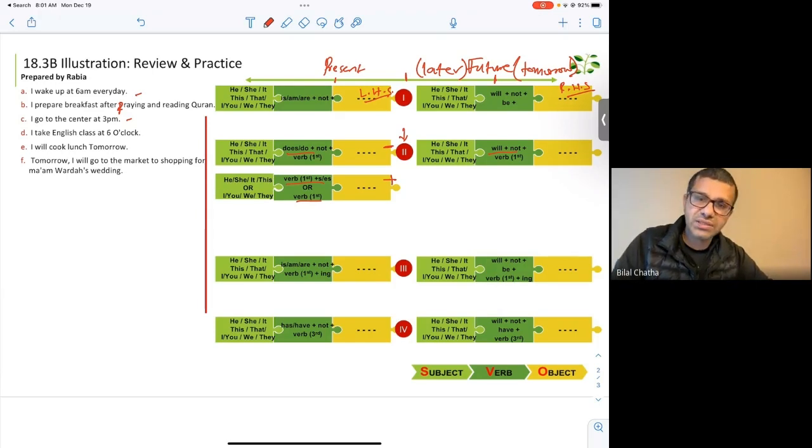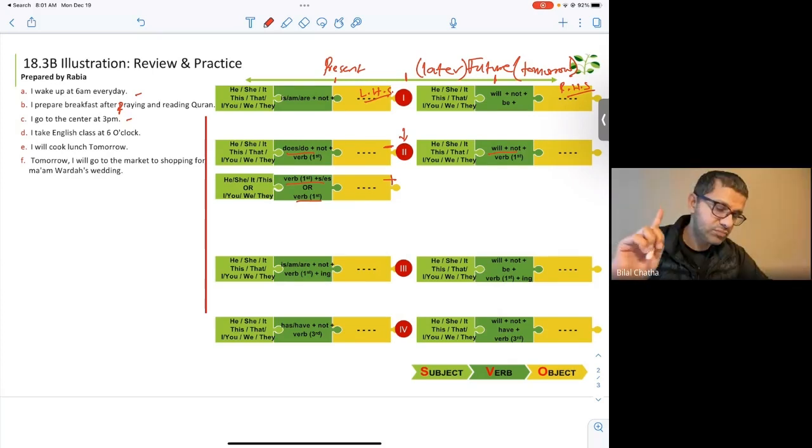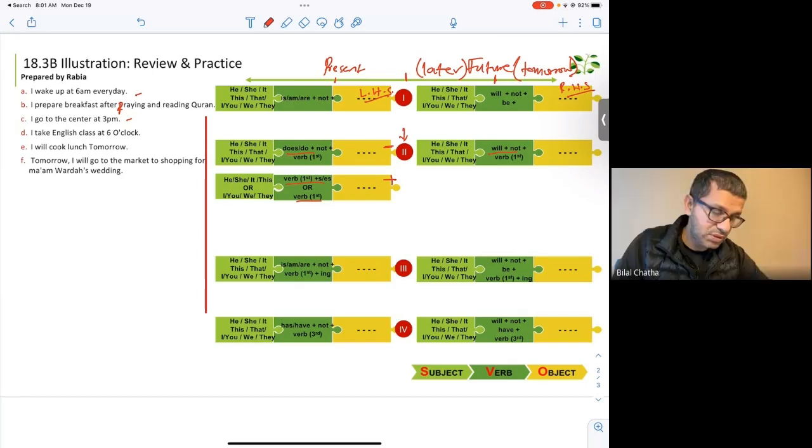Statement D में एक गलती है. Anybody? Sir, I can say I attend an English class at... रिप्लेसमेंट नहीं हम कर रहे हैं अभी, हम सिर्फ पढ़ रहे हैं कि इसमें गलती क्या है. I take an English class. I take the English class. Okay.